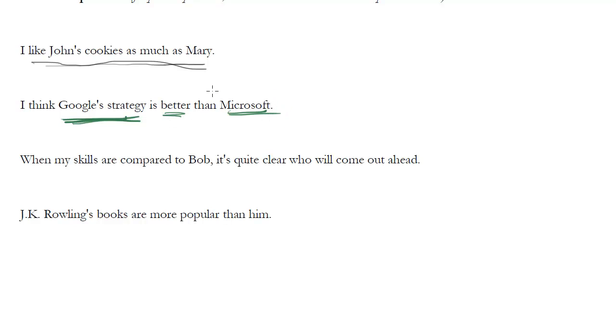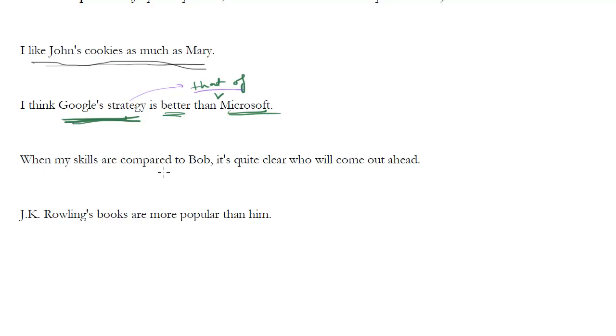But more commonly on the SAT, what you'll see is they'll add the demonstrative pronoun. In this case, it would be that because it's singular. So I think Google's strategy is better than that of Microsoft. Right, so you'd add the demonstrative pronoun, and now we know it's referring to a strategy, not just the company.